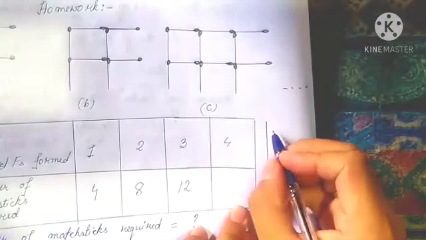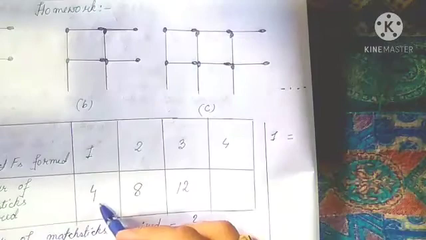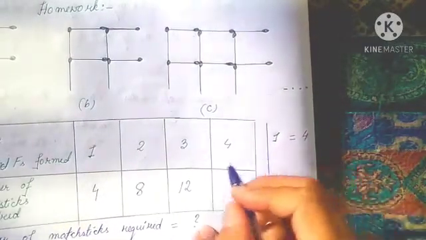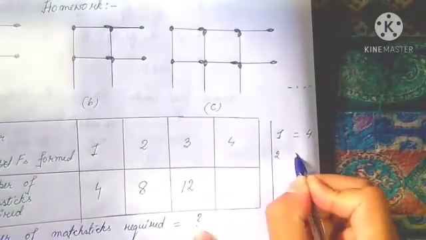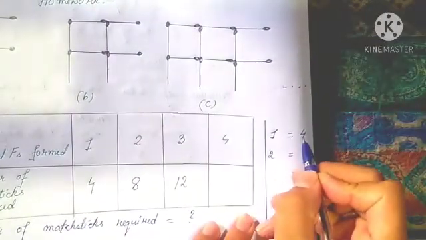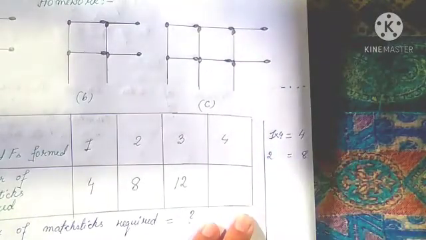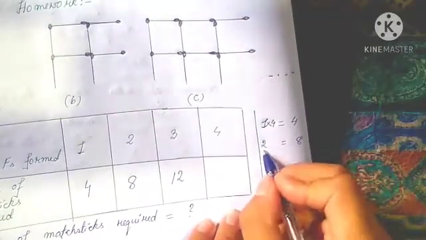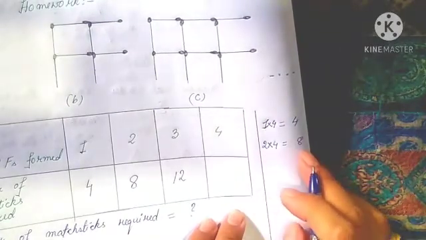For the first value, when the number of F's formed is 1, how many mastics are required? 4 mastics are required. So 4. Then in the next value, when the number of F's formed is 2, how many mastics are required? 8 mastics are required. So how will you get 4? It's very simple. 1 will be multiplied by 4. So 1 into 4 is 4. And this 2 also will be multiplied by 4 again. So 2 into 4 will be 8.